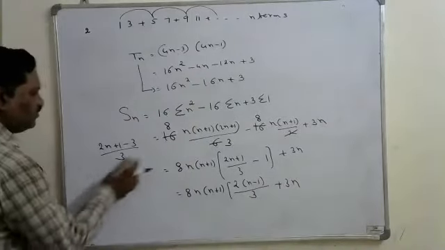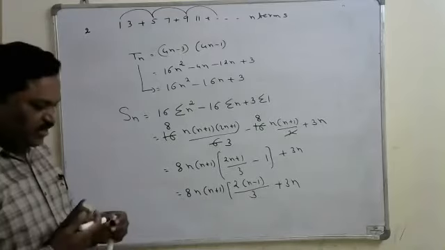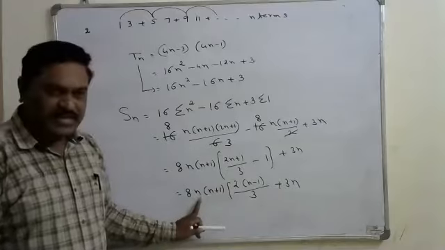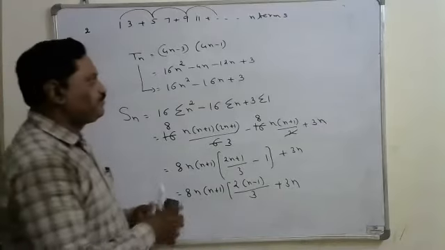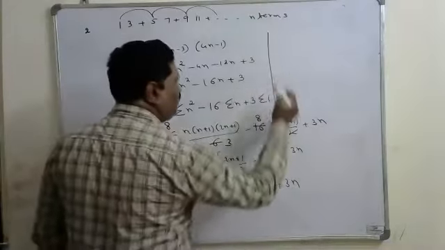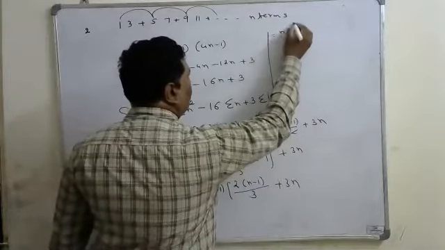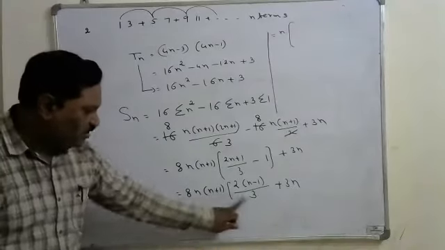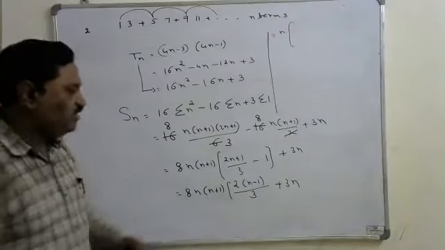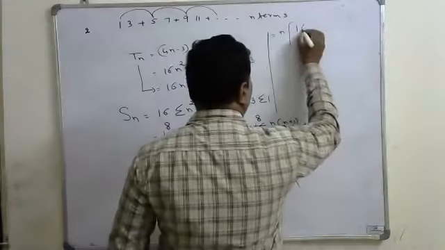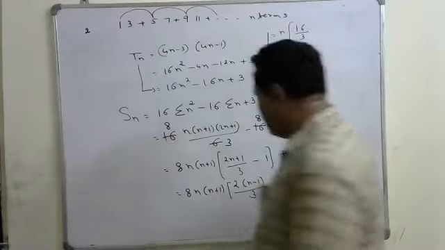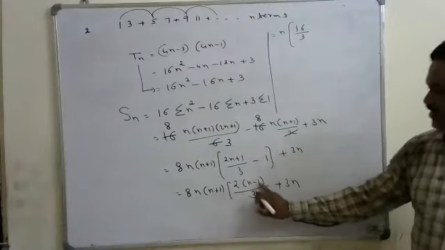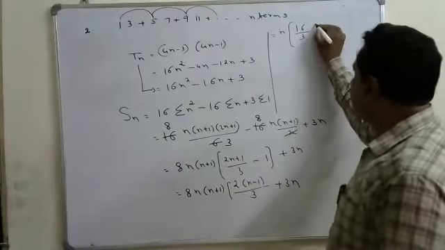Again, to simplify this, observe these two terms. Here n is there, here also n is there. We can take n common. I will do the simplification here. If I take n common, remaining here is 8 upon 3. Sorry, 8 2s are 16 by 3. And here n plus 1 into n minus 1, that is n square minus 1.